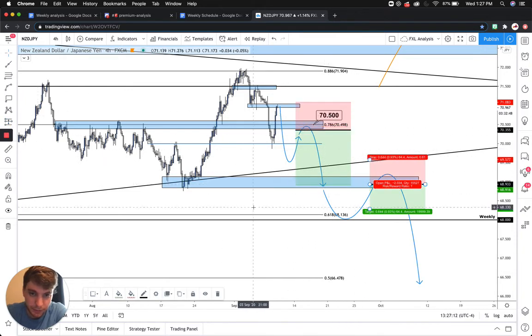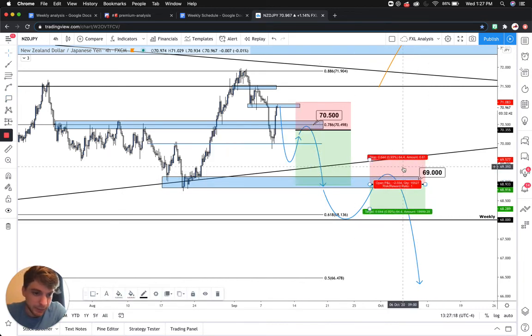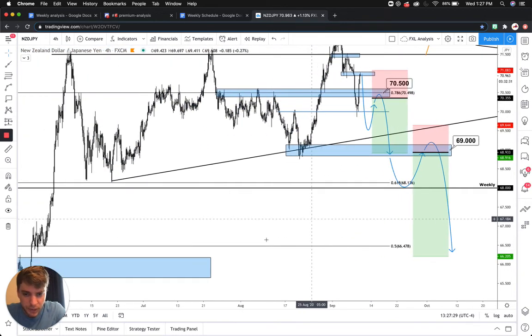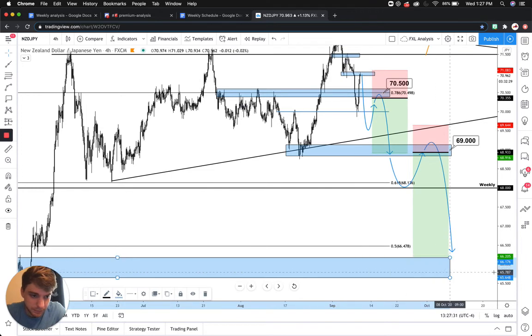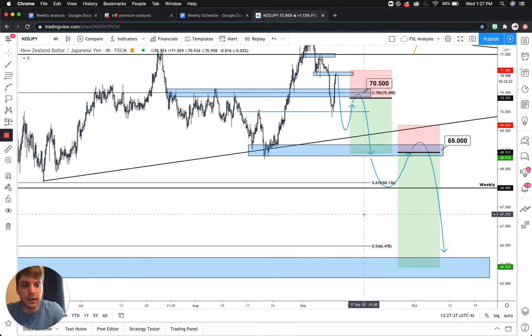Let me put that there first. Get this label tool out. Looking for a break and retest of 69 flat. Okay, pretty much the same thing, 70 pips, but your TP is going to be much lower, towards major support, which would be this right here. Okay, so well into almost 300 pips. We're looking at about 4 to 1.